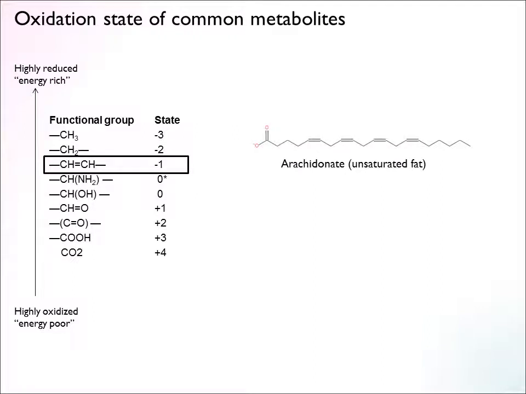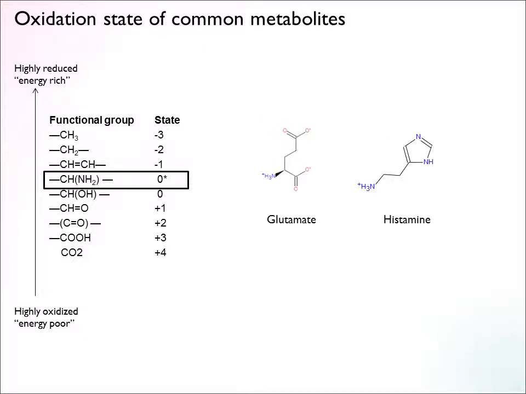The next step would be the double bonds between carbons, structures that look like this. So now you're at state -1. And these we see in unsaturated fats. So arachidonate is one example, and there are many of these. So there's a bit of a middle ground. And then we get to state 0.